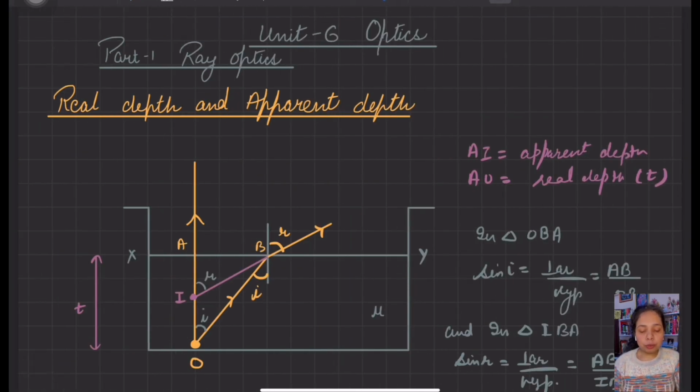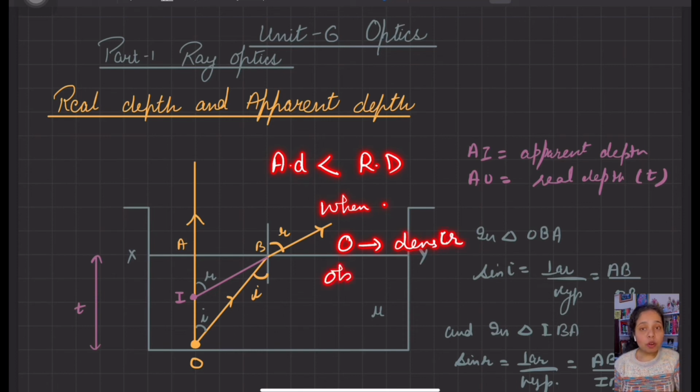Now we know that the light is traveling from the denser medium to the rarer medium. I is the formation of image which is far above the object. So it appears to be lifted when we are observing it from the rarer medium and the object is placed in the denser medium. That means apparent depth is less than real depth when the object is placed in the optically denser medium and is observed from the optically rarer medium.